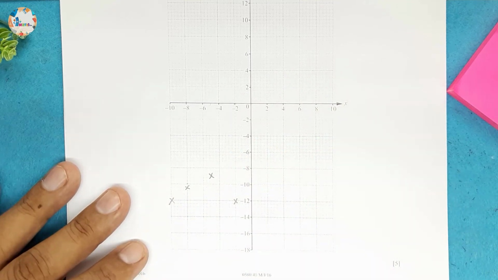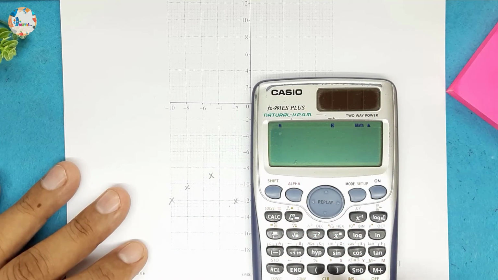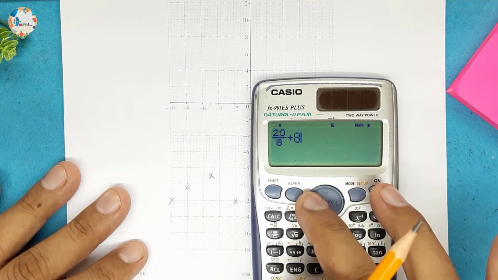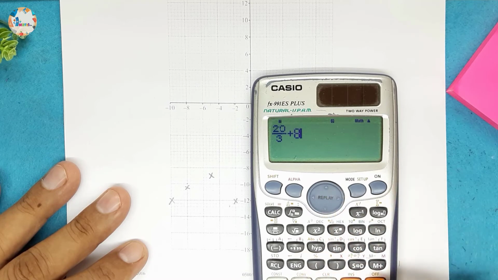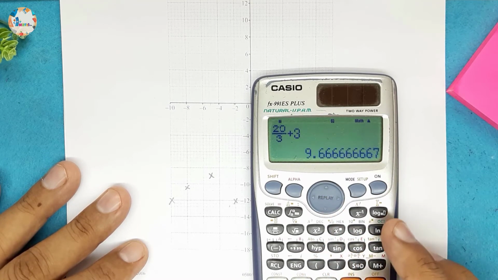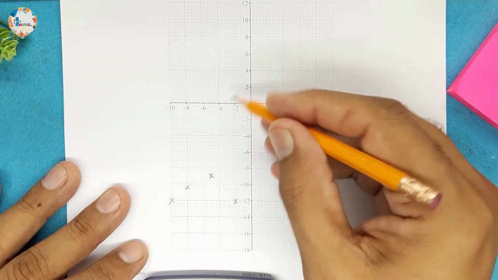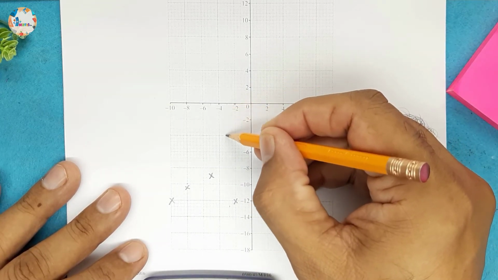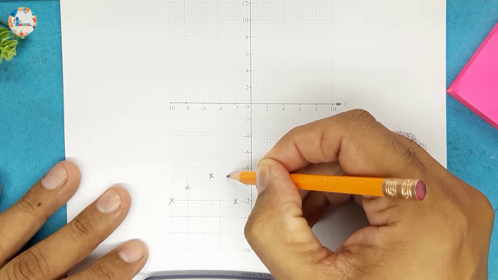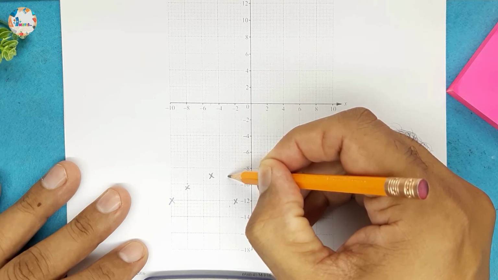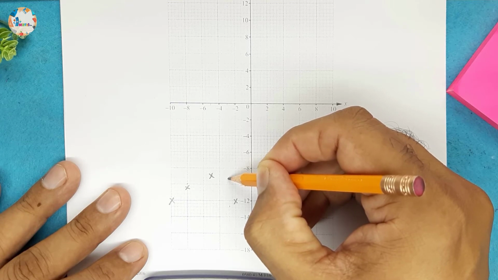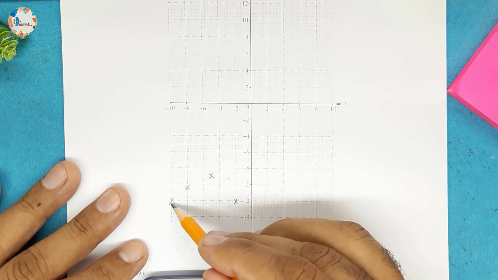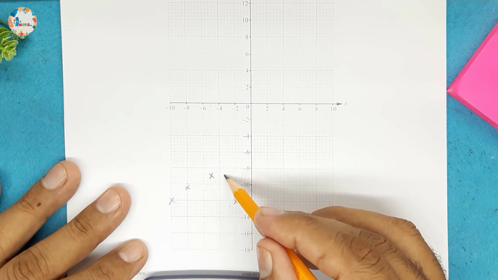If we check an additional value of 3, we can change it here to 3, and this will result in 9.66. So if we take 3, it will be 9.66, which is around 10, closer to 10, so around this one. So we can see that it is curving like this.